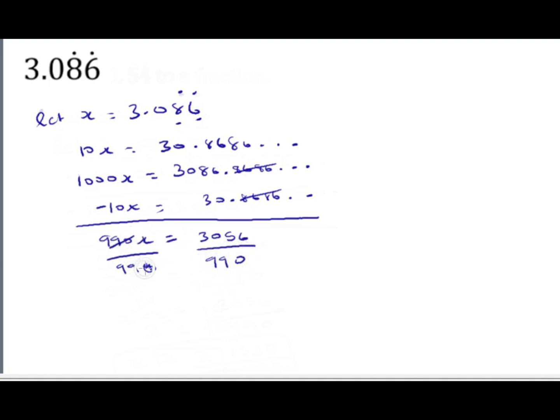Good. So 990 cancels the 990, so you're left with x here. So 3,056 divided by 990. If you look at this here, this can be simplified. Let's go ahead and simplify it. We can use, let's say, 2. So if we divide both the numerator and the denominator by 2, we should get 1528 over 495.